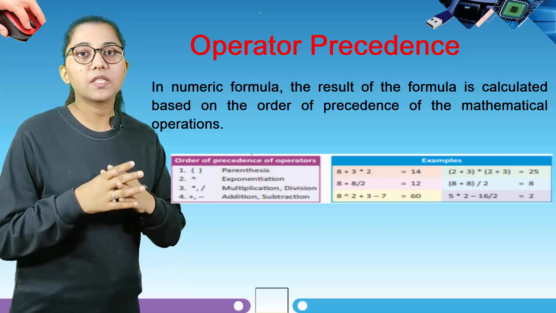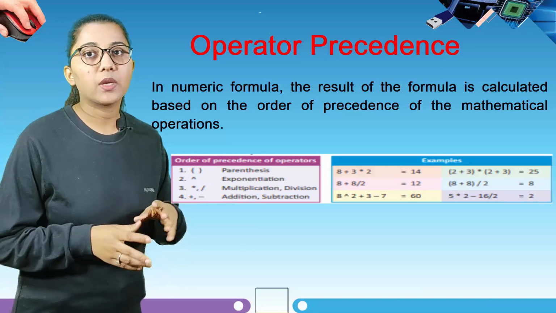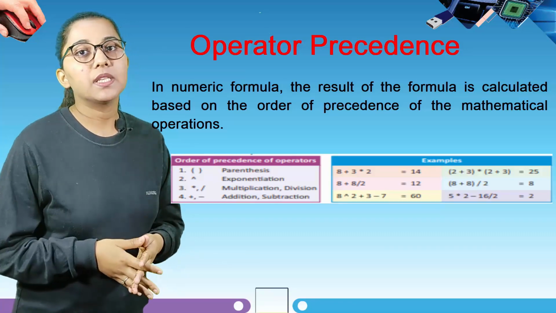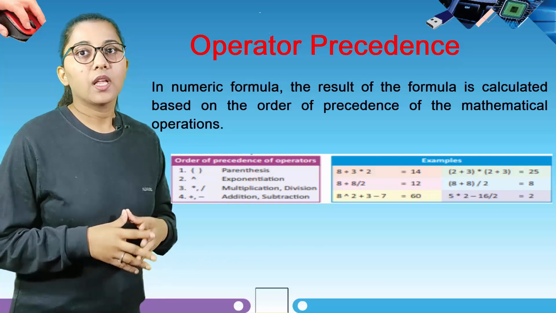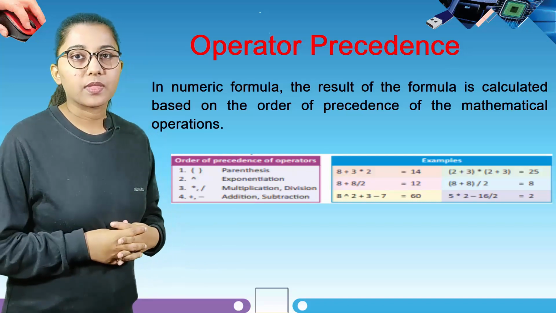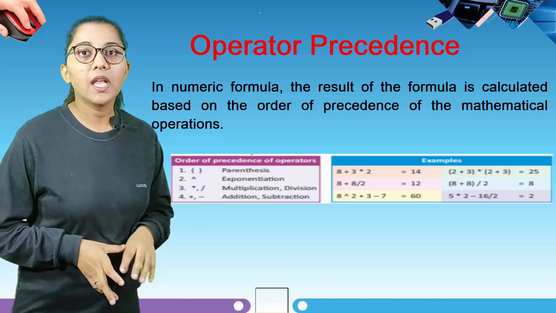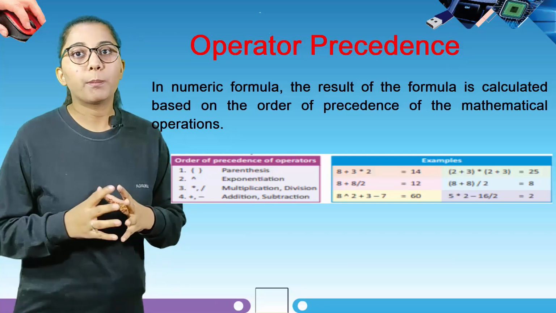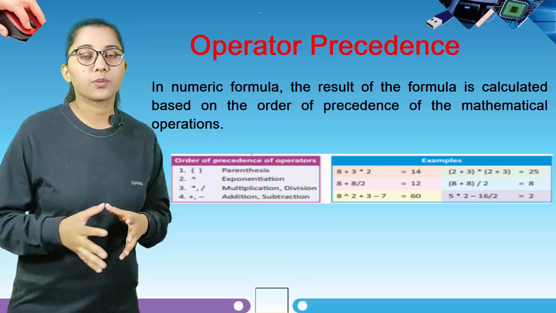are 8 plus 3 into 2 is equal to 14. 2 plus 3 multiplied by 2 plus 3 is equal to 25. Then 8 plus 8 divided by 2 is equal to 12. Then 8 plus 8 divided by 2 is also equal to 8. Then 8 exponent 2 plus 3 minus 7 is equal to 60. Then 5 multiplied by 2 minus 16 divided by 2 is also equal to 2.